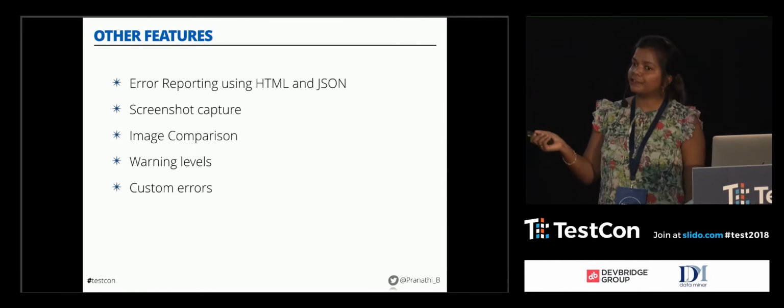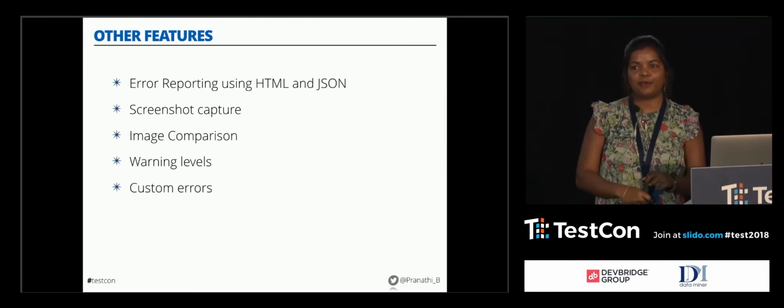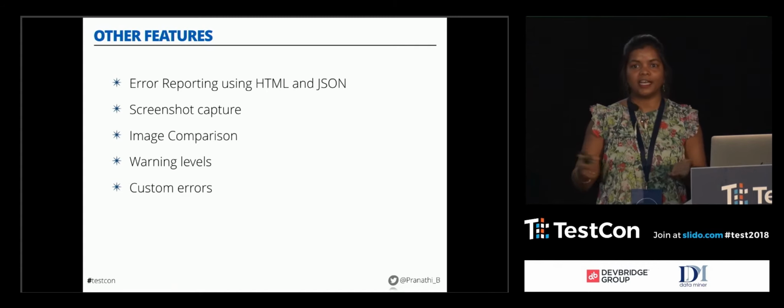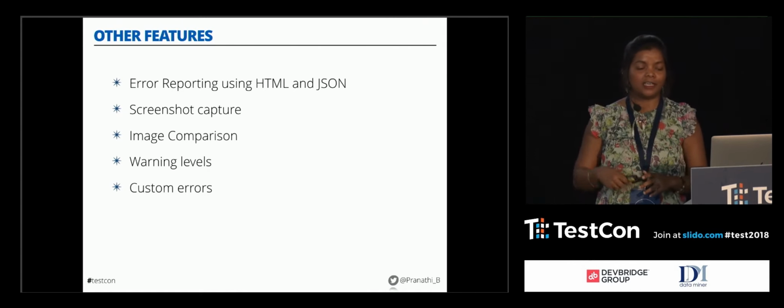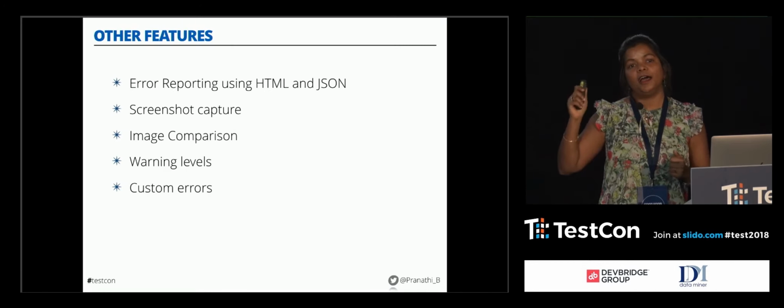You can also define different warning levels. For example, one of the statements failed because the width is not 98% or not 100%, right? There, I can give a tolerance for the test saying, if the difference is up to 5%, it's okay, I'm fine, don't fail the test. So I can define the different warning levels and the custom errors.